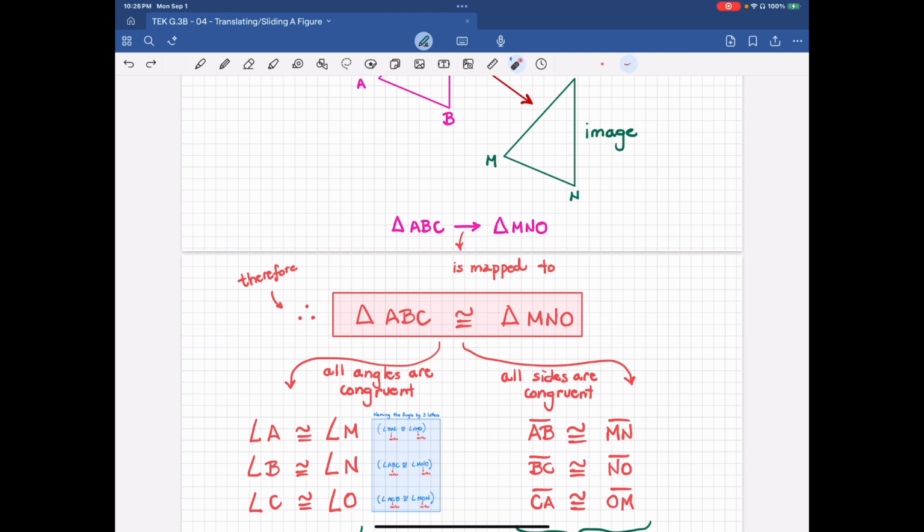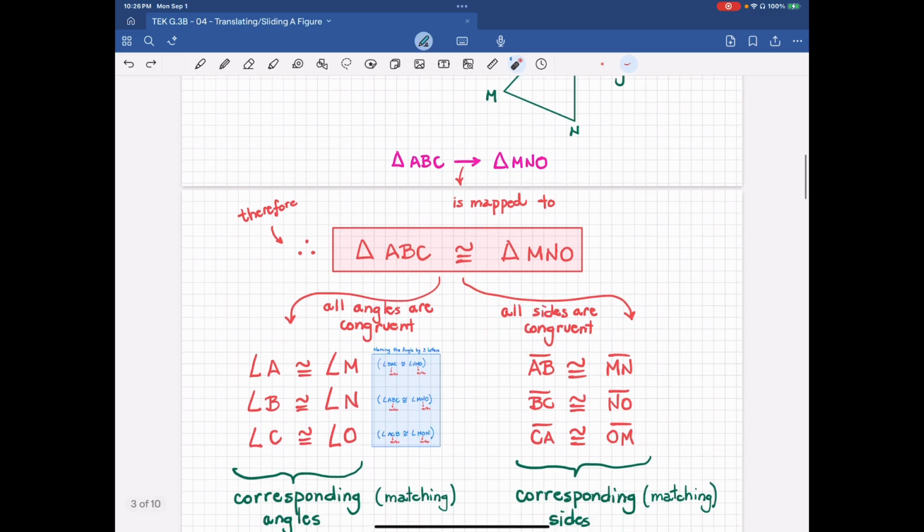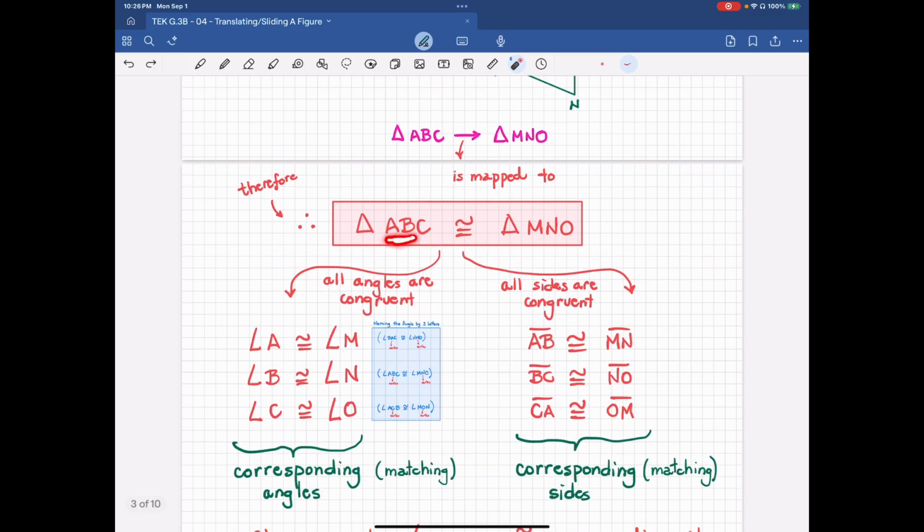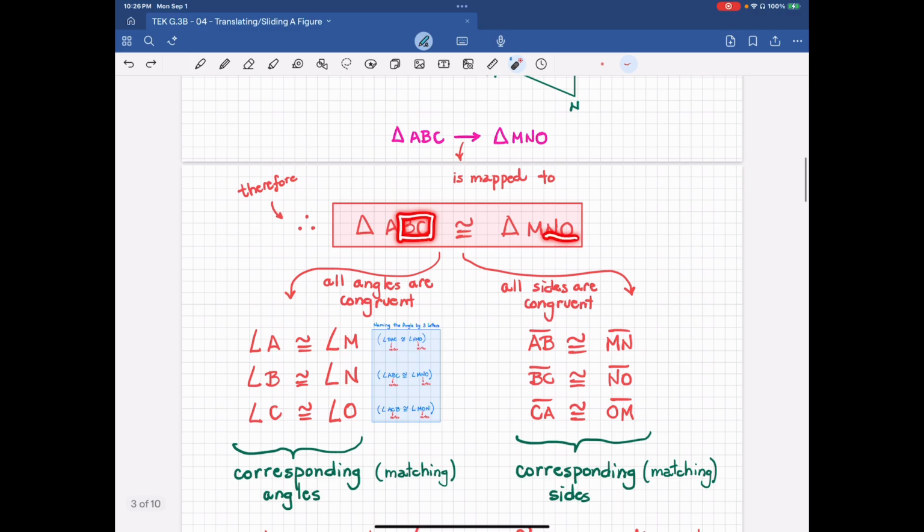So when we know that we have a congruence transformation, we know that the figures are congruent. Once I know that, I can say that the angles are the same and the sides are the same. So I put my sides over here on the right. All sides of the two triangles are congruent. I know that AB here matches up with MN on this side. BC here matches up with NO here.